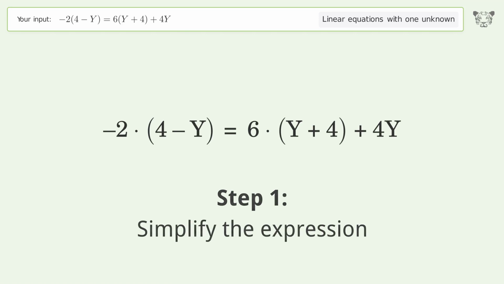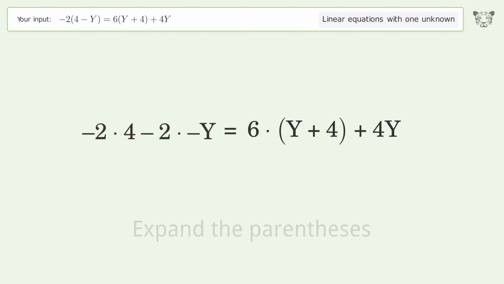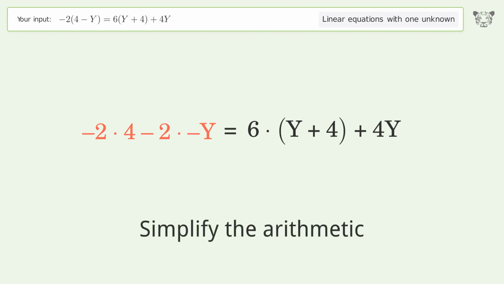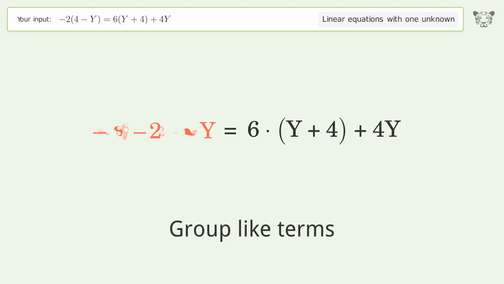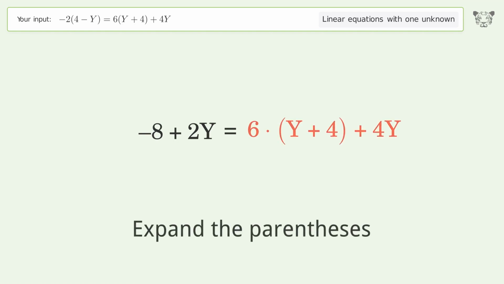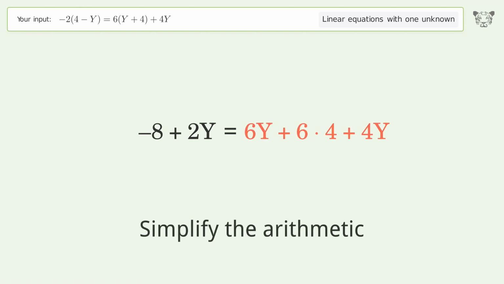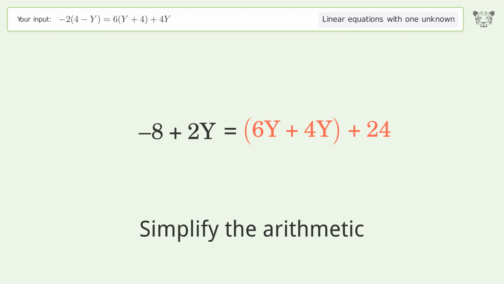Simplify the expression. Expand the parentheses. Simplify the arithmetic. Group like terms. Multiply the coefficients. Expand the parentheses. Simplify the arithmetic. Group like terms. Simplify the arithmetic.